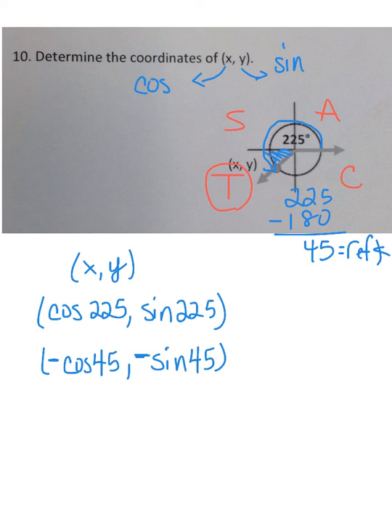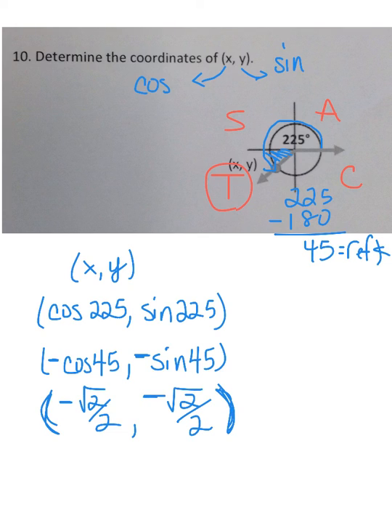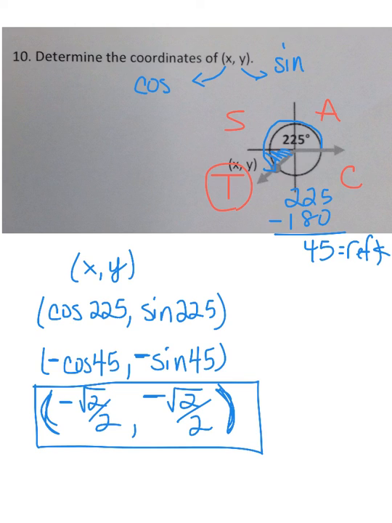So then I look it up on my 30, 45, 60 chart, and I know that the cosine of 45 is radical 2 over 2. But again, it's negative because we're in the third quadrant, comma, and then I look up the sine of 45 also in that 30, 45, 60 chart. And that also is radical 2 over 2. But again, I'm in the third quadrant, so I want to make sure that I negate that value. So these are the coordinates then of x comma y.